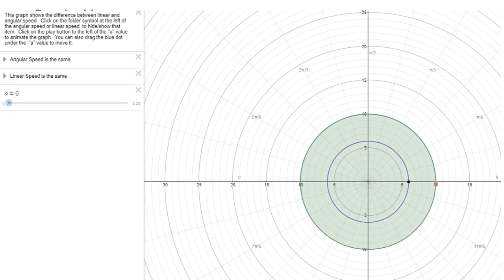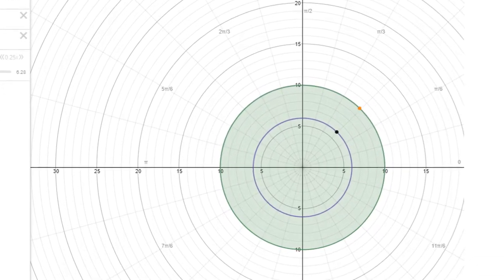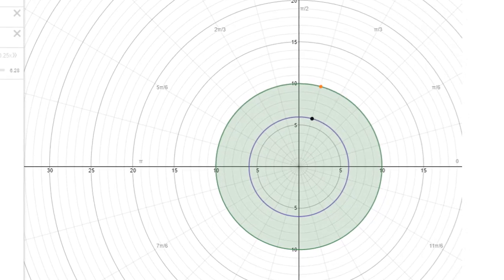Suppose you and your friend are running in a circular track. You are on the inside and your friend is on the outside circle. If you both start at the same time and finish at the same time, who is running faster? Why is this the case?